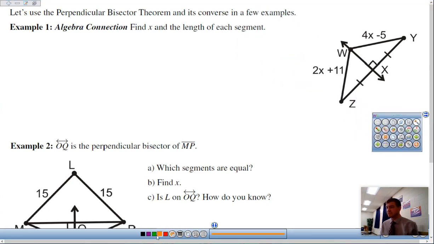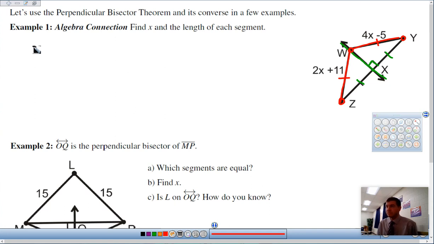All right, let's apply those two theorems here. I see the hash marks. That means that X is in the middle. I see the right angle box, which means this is a perpendicular bisector. W is a point on that perpendicular bisector, and these are the endpoints of the segment that's being bisected. That means that this is the same as that.